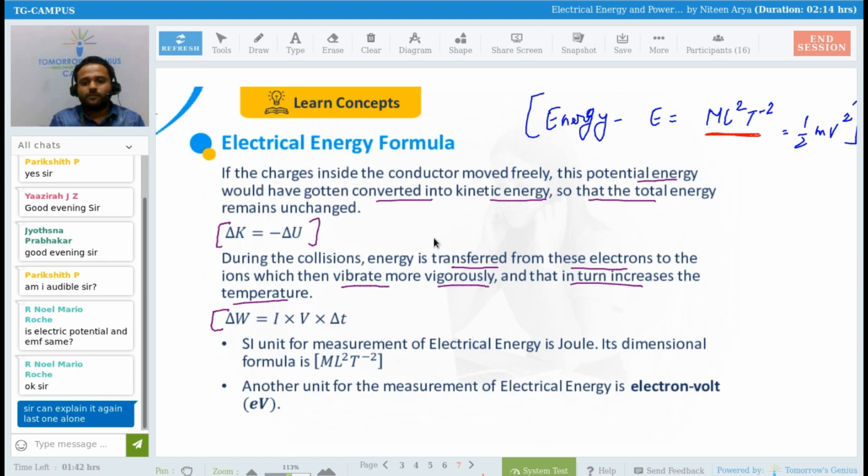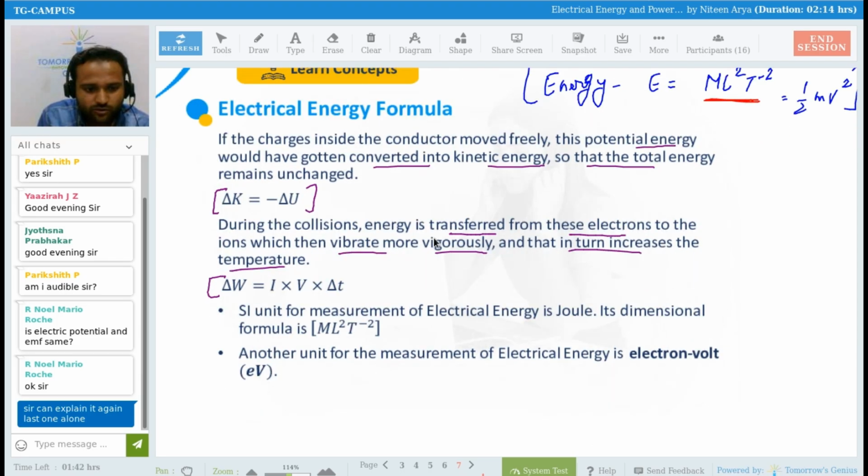Another unit of measurement of electrical energy is the electron volt. We are going to use this in modern physics. What is modern physics? Where we are going to understand the atom, nuclei, and so on. Okay, this is also important. Sometimes they ask questions on this, but obviously in JEE Mains sample papers and so on, where you already learn every concept. Electron volt. What is the meaning of that?